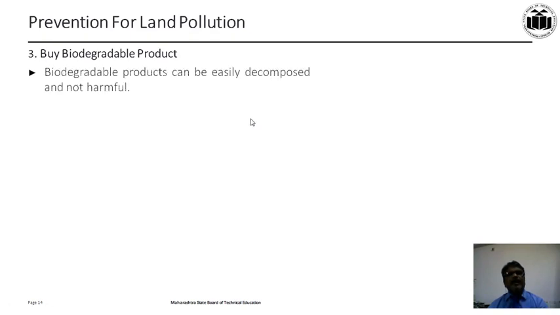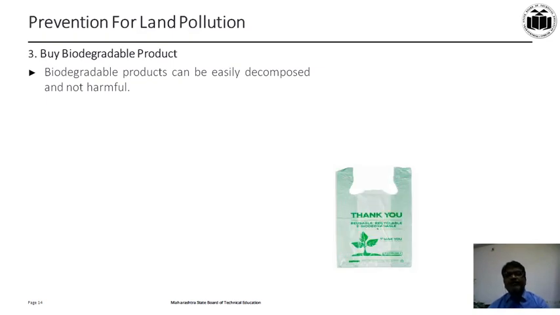Third, by buying biodegradable products. Biodegradable means stabilization of the waste using biological treatment or biological means. So biodegradable products can easily be decomposed and are not harmful to the environment and public health. Therefore, people should be educated to buy biodegradable products.